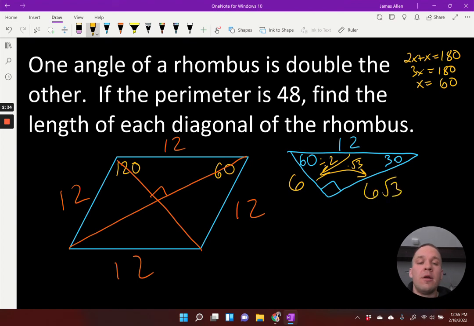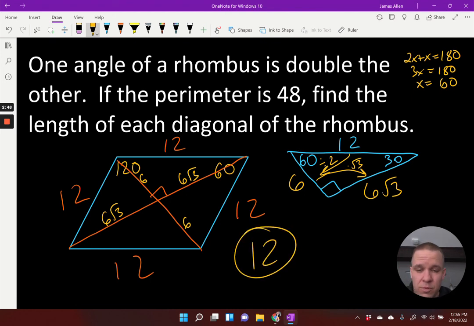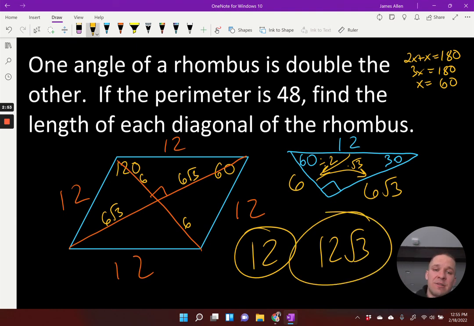All right. So that's only a portion of it, though. This is 6, and that's 6. This one's 6 root 3 and 6 root 3. So my diagonals, find the length of each diagonal of the rhombus. That's going to be 6 plus 6 is 12, and 6 root 3 plus 6 root 3 is 12 root 3. Those are my two diagonals. I applied my 30, 60, 90 triangles within a rhombus, and it was nuts and so cool.